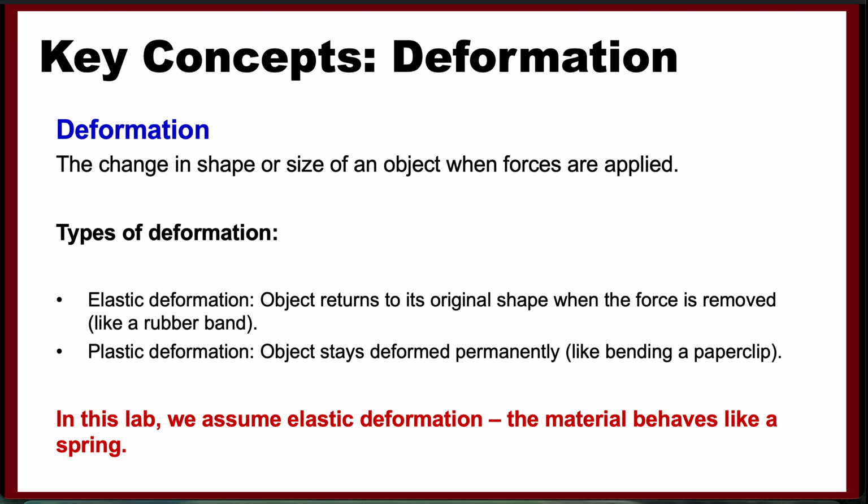Okay. And deformation, of course, is a bit more general compared to strain. Deformation is the change in shape or size of an object when you apply force. We have two different types of deformation. We have elastic deformation, which happens when the object returns to its original shape when the force is removed. And the other is plastic deformation, when the object stays permanently deformed.